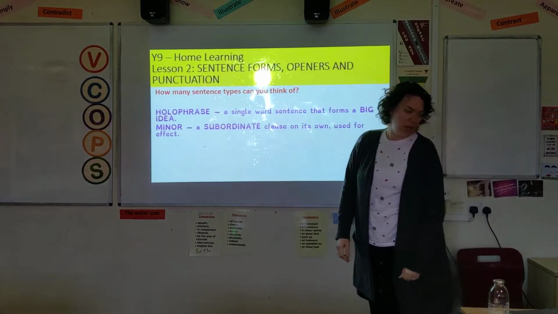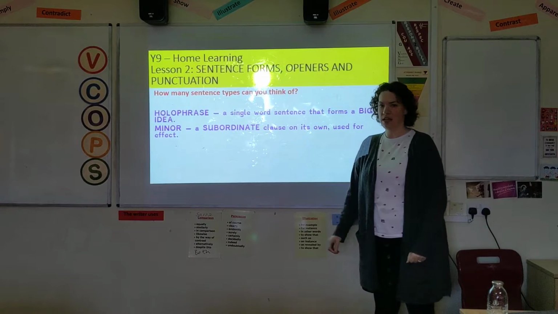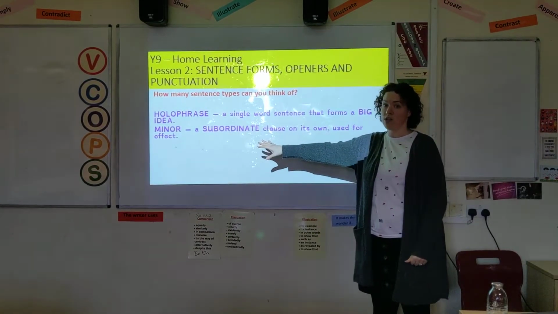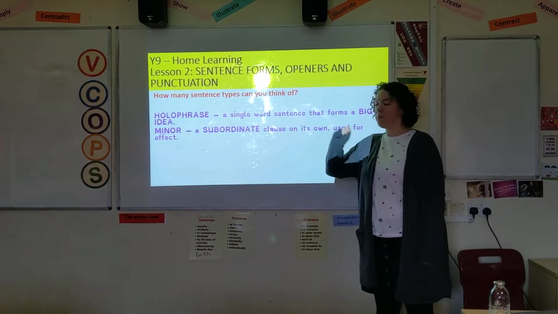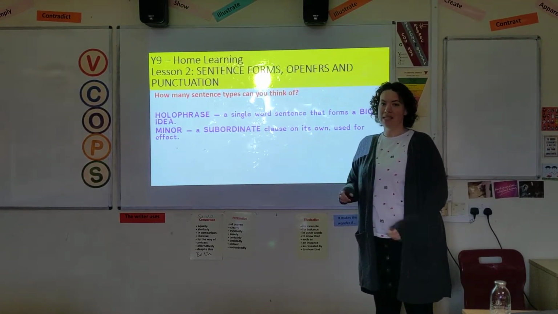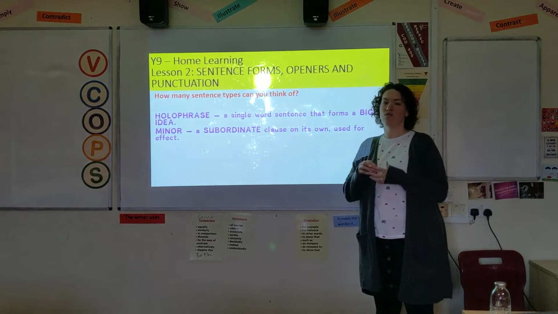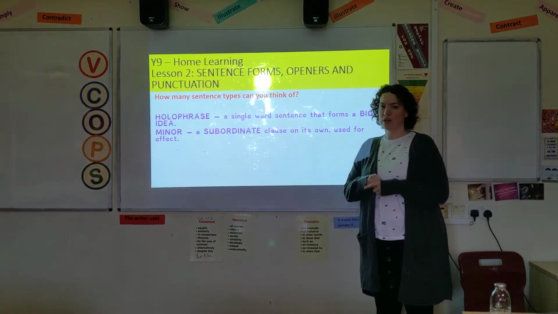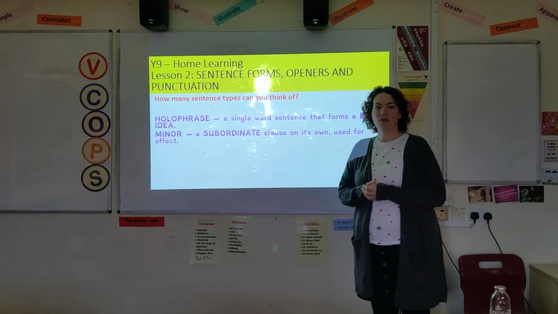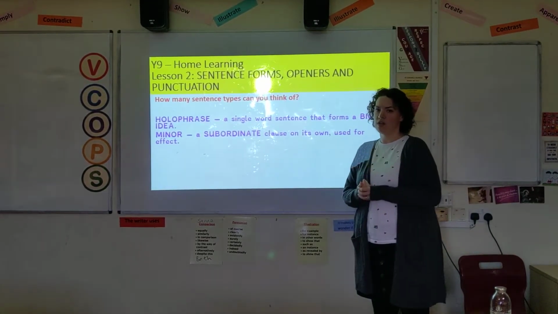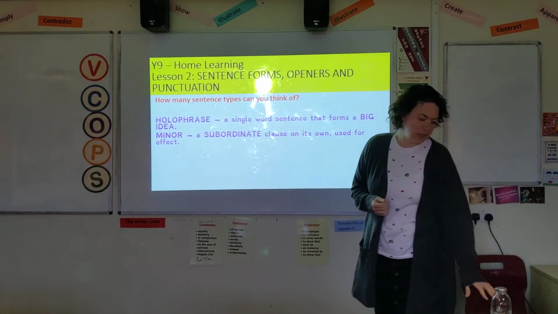word, okay? The second type of sentence that you might want to use, and they're very difficult to use effectively, but they are worth a go if you think you can manage it, is a minor sentence. So a minor sentence is a subordinate clause, a clause that doesn't really make sense by itself. And we'll look at some examples of this in a minute, okay? But we use that for effect. We've got to try and avoid using those as our actual sentences.